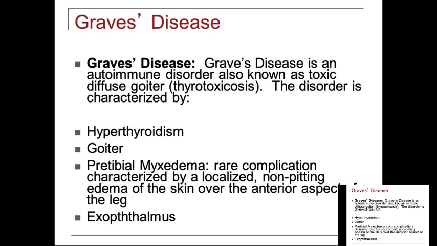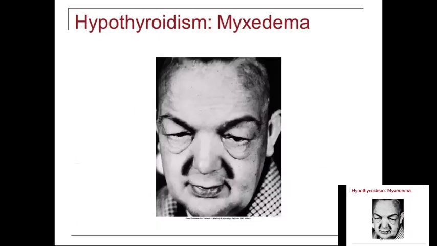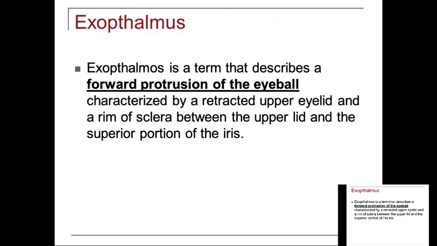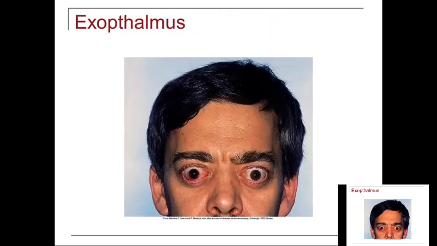There's pretibial myxedema. It's a rare complication where you'll see this non-pitting edema over the anterior part of the leg compared to pitting edema that you see with kidney issues when they're retaining water. When you push on the tibia with your thumb and you pull it away and your thumb depression still stays there, this is a non-pitting edema. This is what myxedema looks like, that puffiness under the eyes with hypothyroidism. The exophthalmos, I'll show you a picture, which is the forward protrusion of the eyeball, which looks like this.